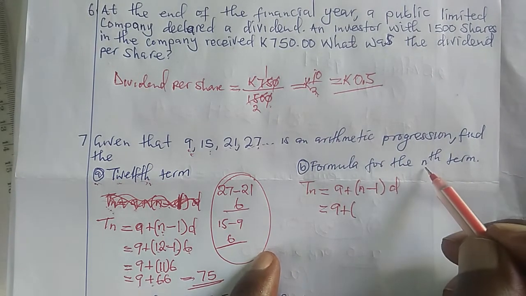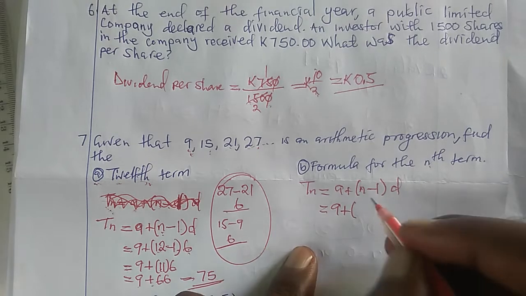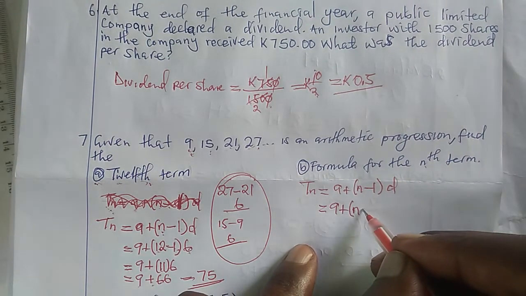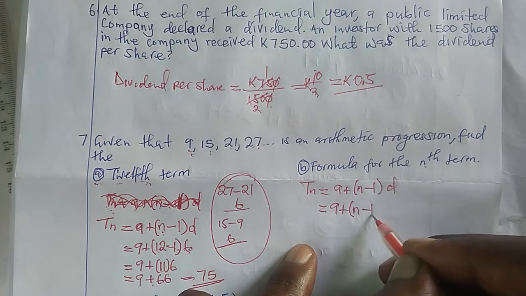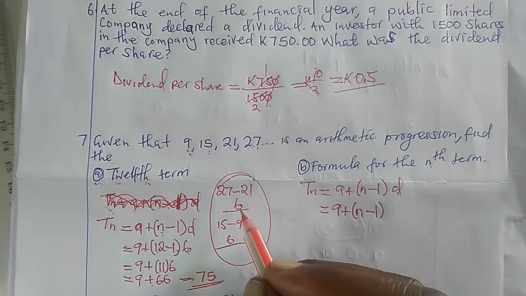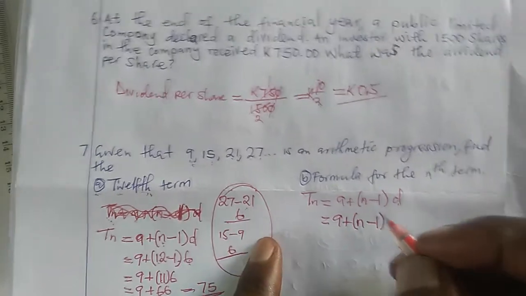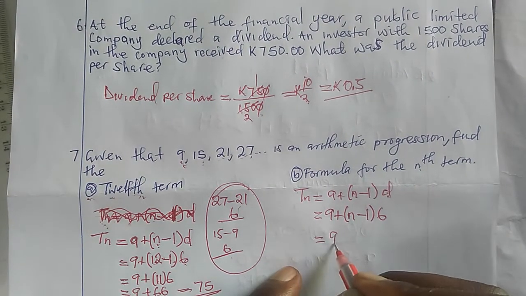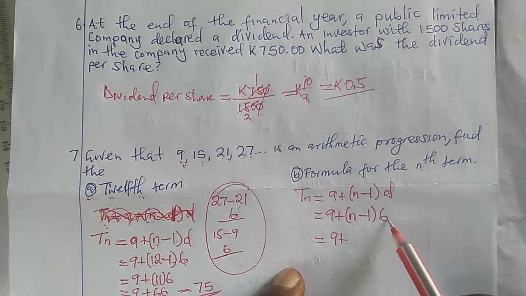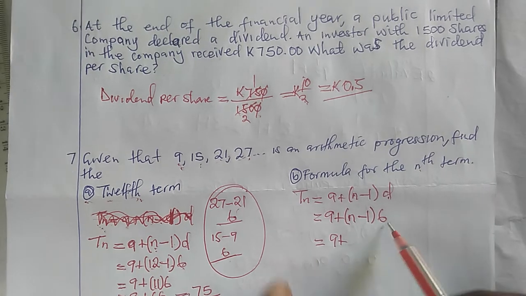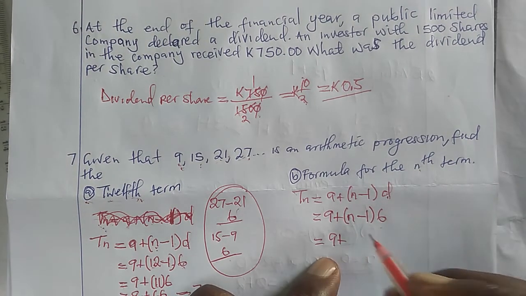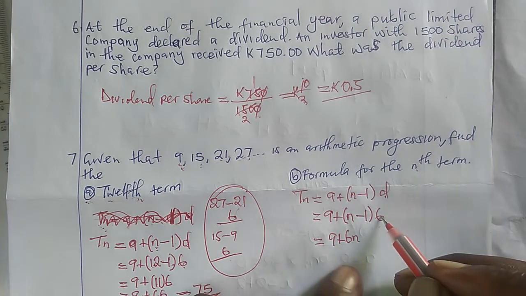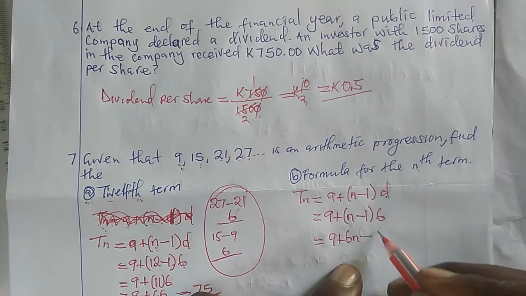Now remember, we are to find the formula for the nth term, so we don't know the value of n. It can be any number. So we say n minus 1, and the common difference we found is 6, so we write 6 here. This will be equal to 9 plus, then we distribute the 6 to the terms inside the brackets. So 6 times n gives us 6n, and 6 times negative 1 gives us minus 6.